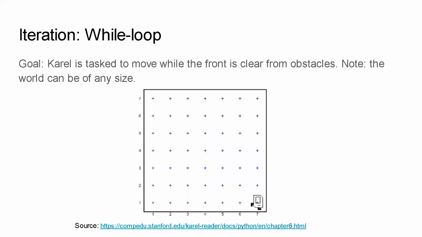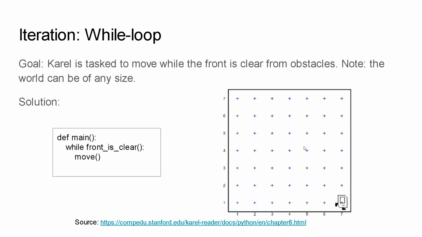A while loop. So Karel is tasked to move while front is clear, okay, from obstacles. So this is move to the corner or move to the wall. Moving to the wall is a simple while loop, testing the condition front is clear. The idea behind front is clear is it will simply return either true or false. If there's no wall, or if there's no item blocking its way, then it will be able to move to the wall. This will be true, front is clear, and perform the move repeatedly.